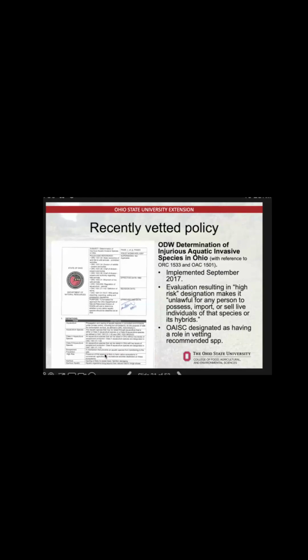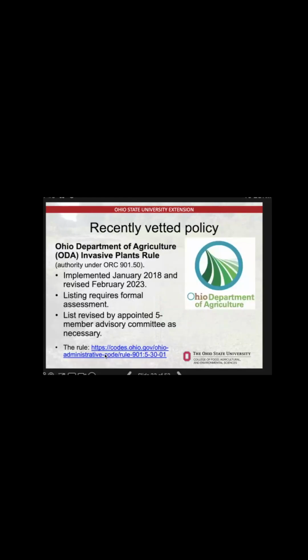There's also a Department of Agriculture administered invasive plants rule that was first implemented in 2018 and substantially revised in 2023. That list can be revised rather quickly by a 5-member committee. Now they're a formal committee, so their membership is appointed by or approved by the governor's office, whereas the invasive species committee that I'm talking about and chair is deliberately informal. So we don't have that kind of governor's office vetting. So we can operate a little under the radar, but they can revise very quickly as necessary.